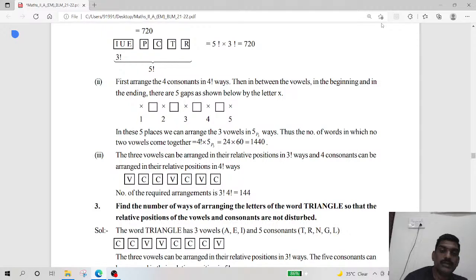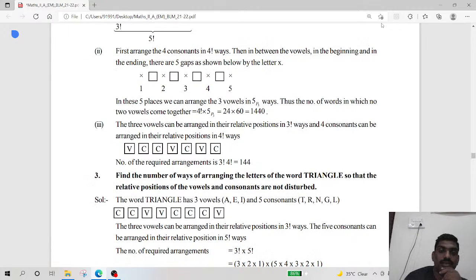The 3 vowels can be arranged in their relative positions in 3 factorial ways, and 4 consonants can be arranged in their relative positions in 4 factorial ways. 3 vowels can be arranged in their relative positions. Okay, means in 3 factorial, no? 3 vowels are there. In the 3 places only they can interchange. And 4 consonants can be arranged in their relative positions in 4 factorial ways.